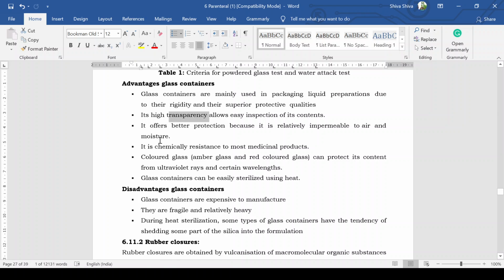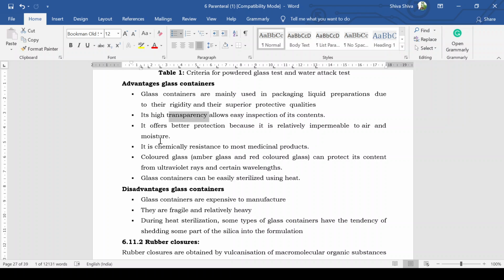नेक्स्ट ॲडव्हान्टेज आहे, it offers better protection because it is relatively impermeable to air and moisture as compared to plastic. So plastic is relatively more permeable to air and moisture, but glass containers are less permeable to air and moisture as compared to plastic. And as these glass containers are less permeable to air and moisture, the stability of product is enhanced. It is chemically resistant to most medicinal products. So what happens generally, the product may react with your container, but glass containers are resistant to the product, medicinal products, and do not react with your chemical products.